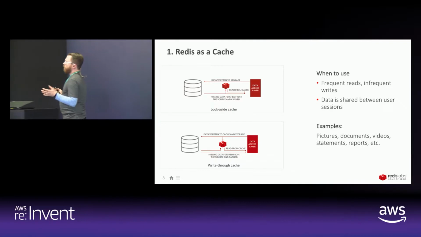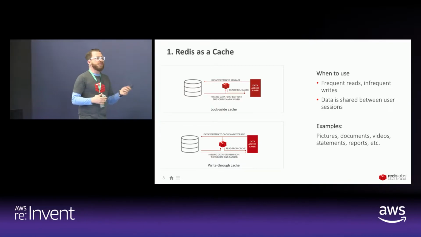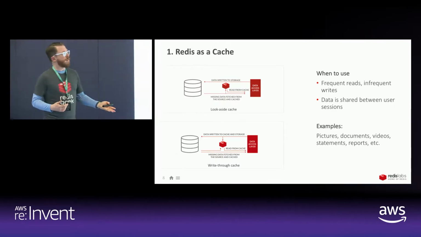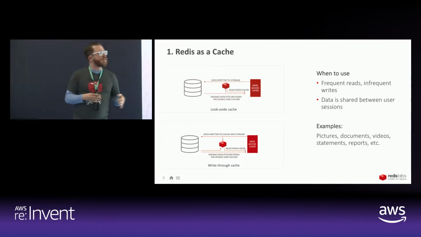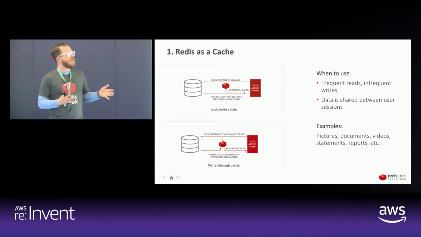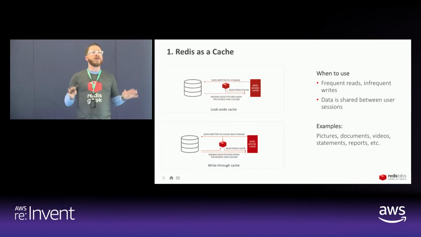So first up, you have Redis as a cache. This is a really common use case for Redis. We have 2 different topologies. Here we have a look-aside cache and a write-through cache. So examples, where you have frequent reads, infrequent writes, classic caching situation, where data is shared between sessions, right? Session management is one of our most common use cases.